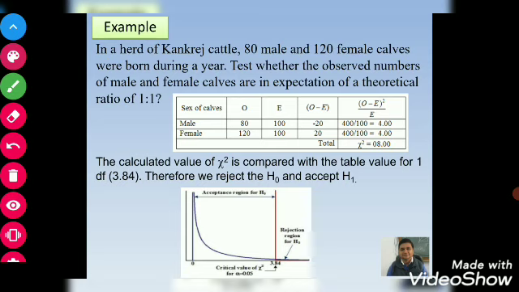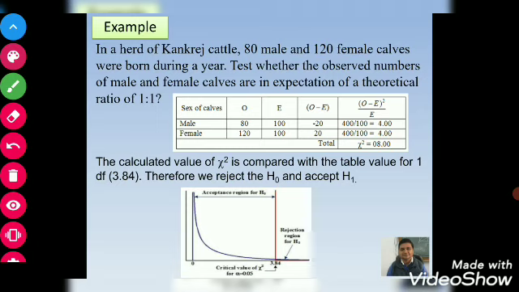Now if you see one example, it will be more clear. Suppose you have a herd of Kankrej cattle with 80 male and 120 female calves born during the year. You have to test whether the ratio of male and female is as expected. What will be the expected ratio? From our observation, experience and past history, we know that the expected male to female ratio is 1:1. So we will test whether this 1:1 ratio is being followed in the given farm or not.